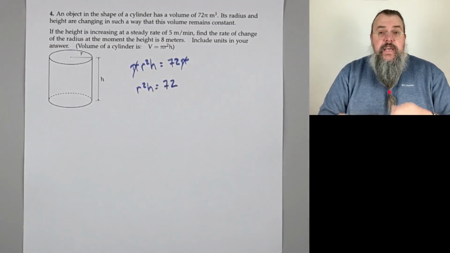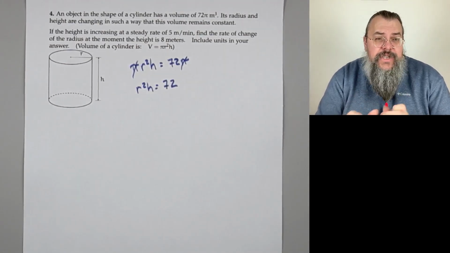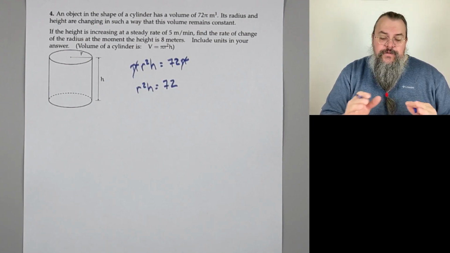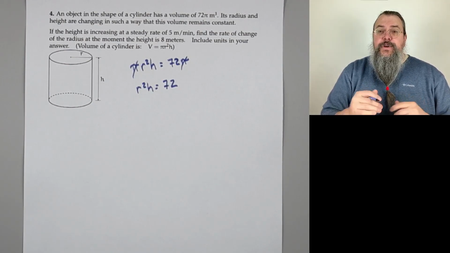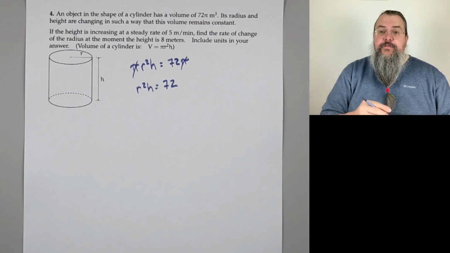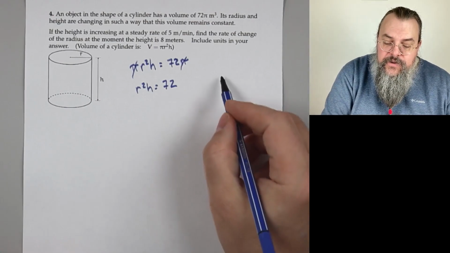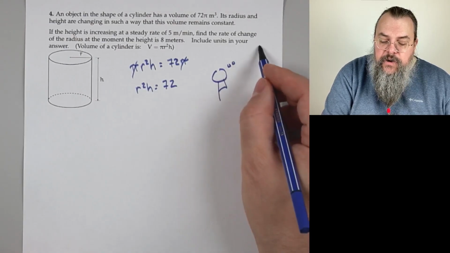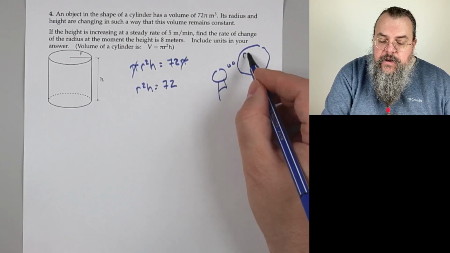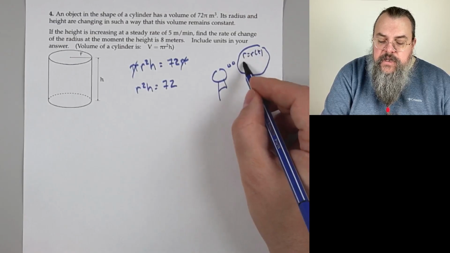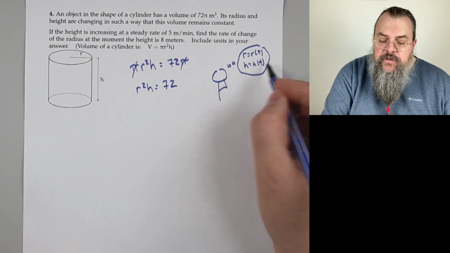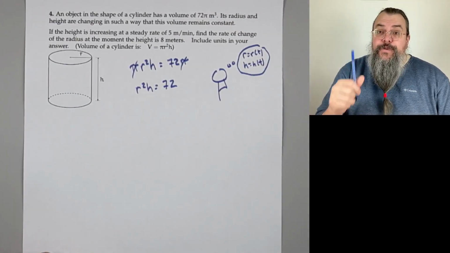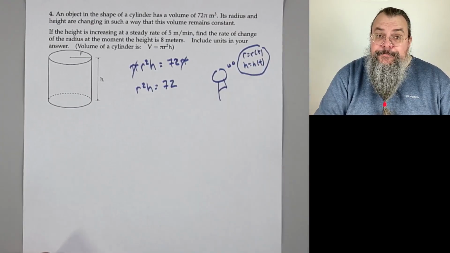Now, you might say, is this implicit differentiation? The answer is no. We're not going to solve for h in terms of r, or r in terms of h. We're going to think of r and h as both functions of t. So, if we were doing our little thought bubbles here, we'd say, oh, r is some function of t, and h is some function of t. So what do we do? Well, we take the derivative of both sides with respect to t.